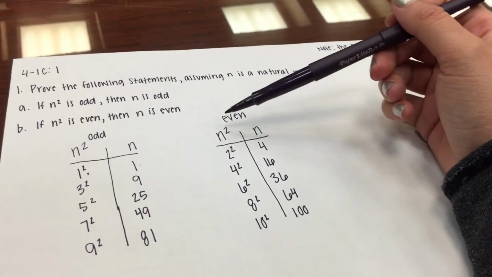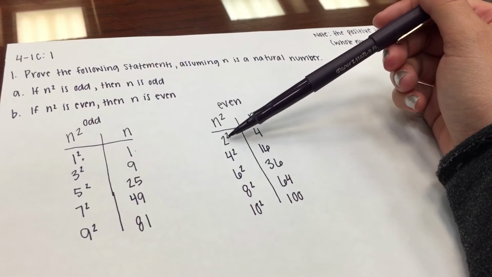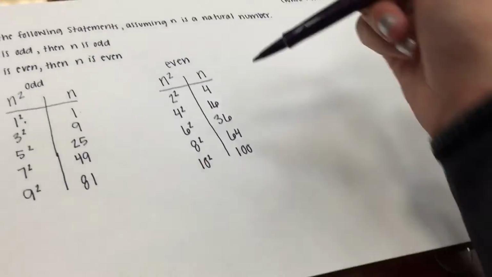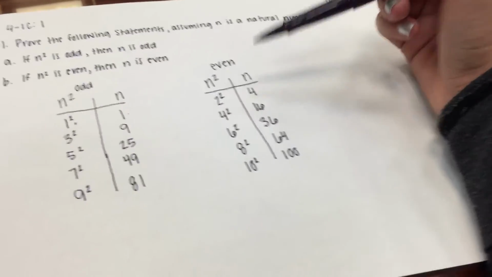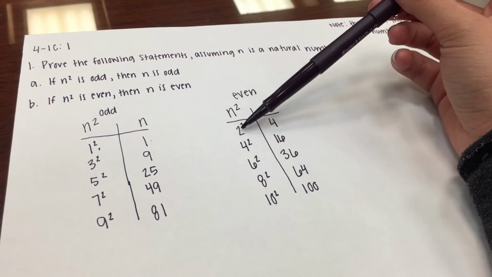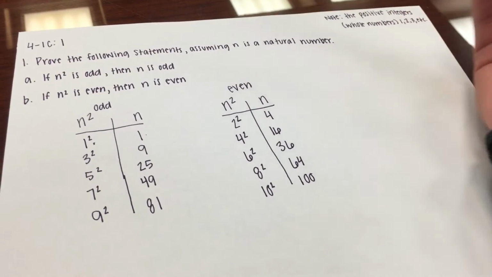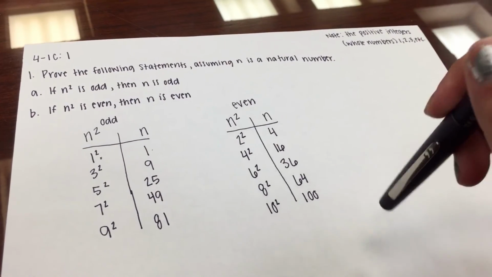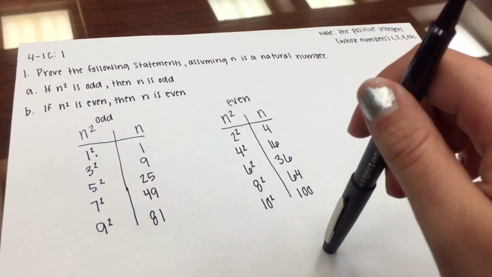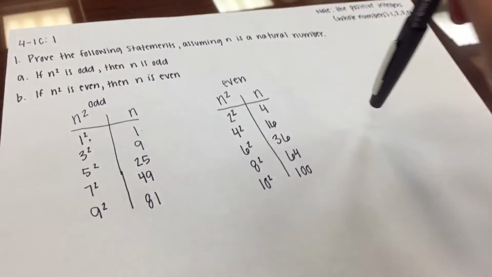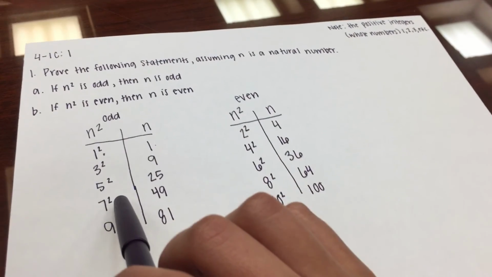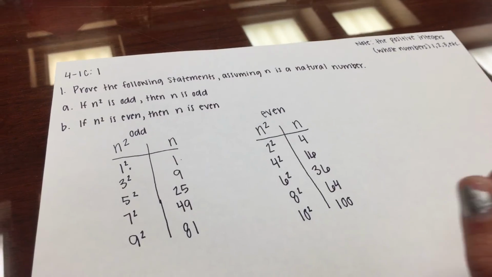So here again we have if n squared is even, which goes to show 2, 4, 6, 8, 10, then n is even, which is true. So basically, anytime you multiply a number by itself, so if you multiply 2 by itself, or 2 squared, anytime you multiply 2 even numbers together, you're going to get an even. And anytime you multiply 2 odd numbers together, you're going to get an odd number. So that's how you do that problem.